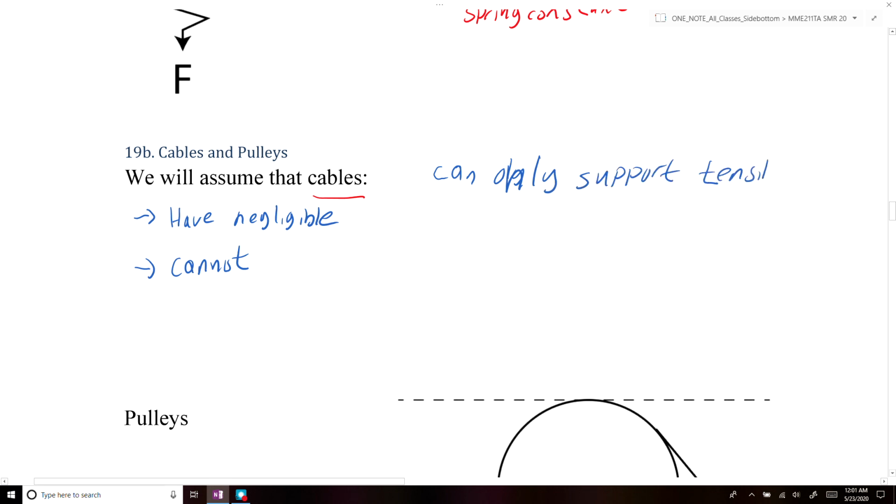Cables support tensile or pulling forces. There's a common expression that says you cannot push on a rope, and we're going to follow that saying in this course.